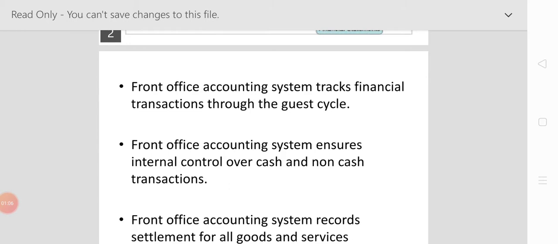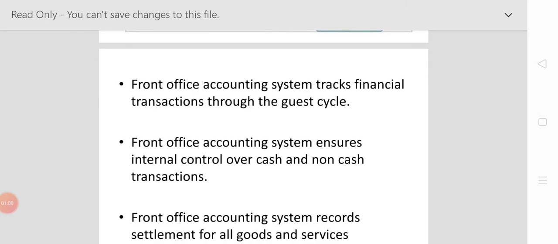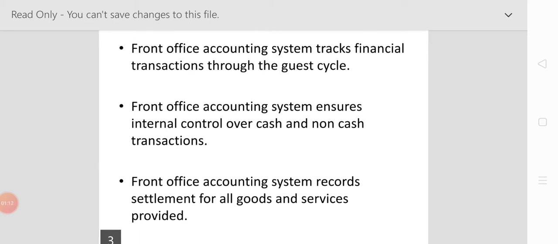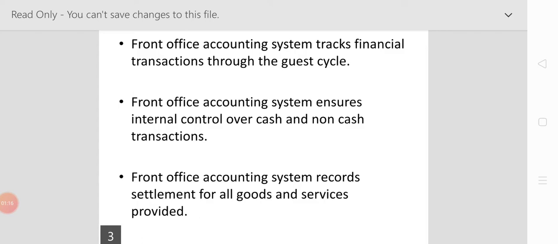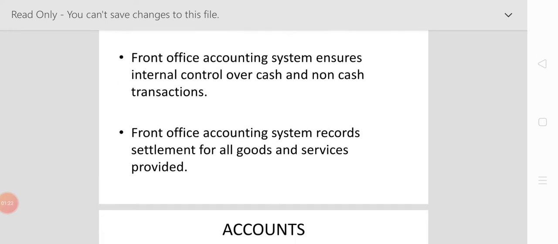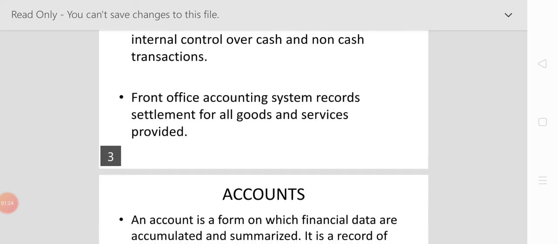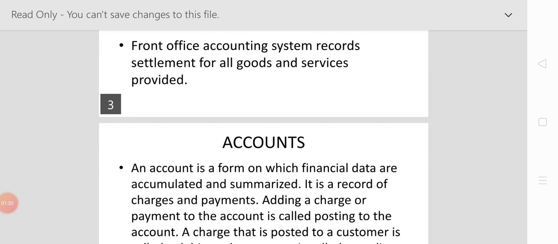Then the front office accounting system tracks financial transactions through the guest cycle. The front office accounting system ensures internal control over cash and non-guest cash transactions. The front office accounting system records settlement of all goods and services being taken by the guest. Then come to the accounts.